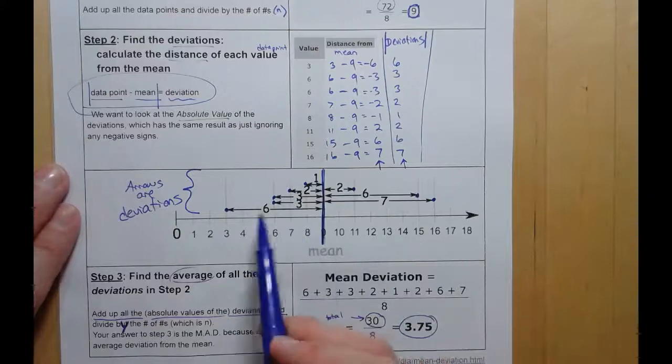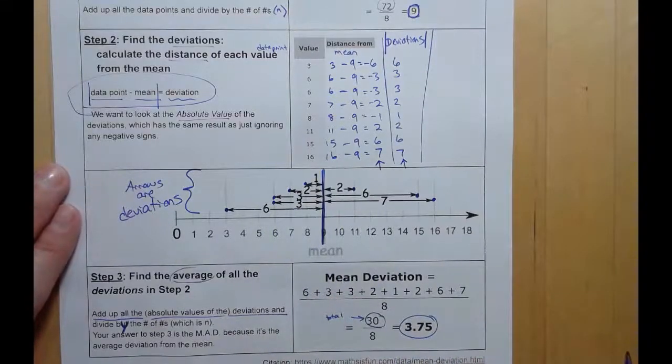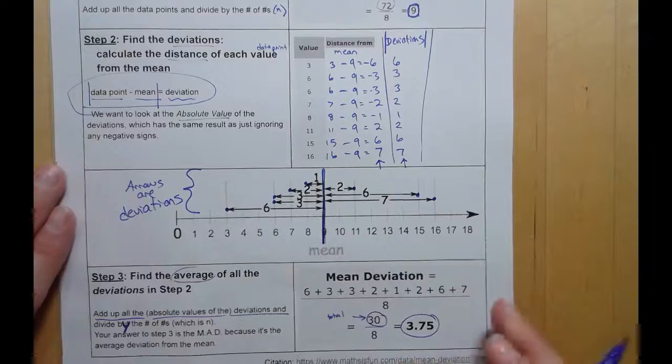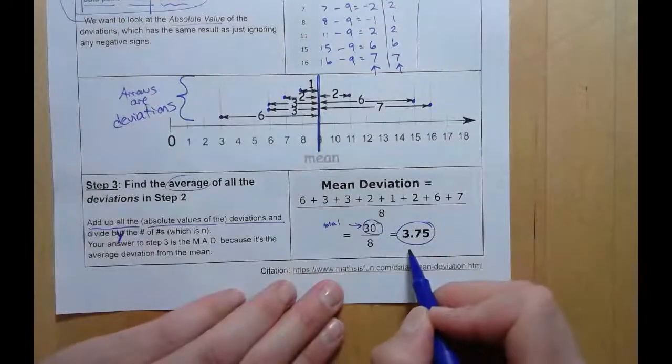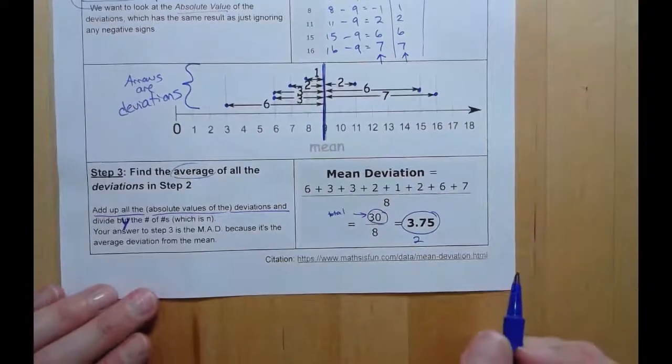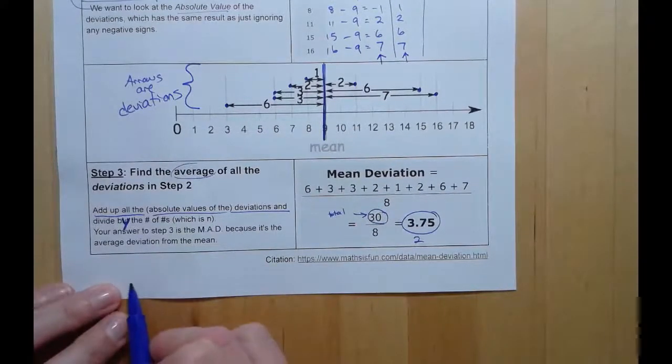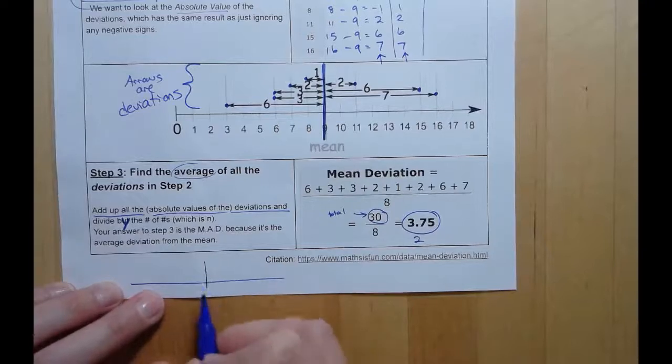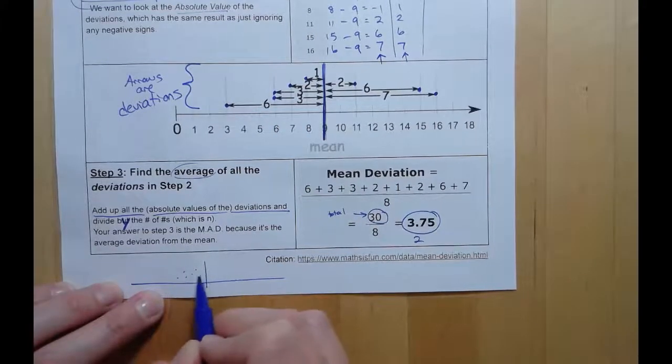Okay, so on average, these data points have a deviation of 3.75. Now, let's say we did all this work to calculate it and our answer was just 2. Let's say the data was different and the mean deviation for that data was only 2. That would mean, if we were looking at a number line and this was the mean, that the data points were pretty close to the mean.